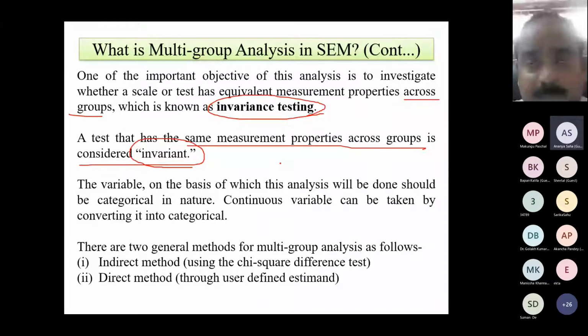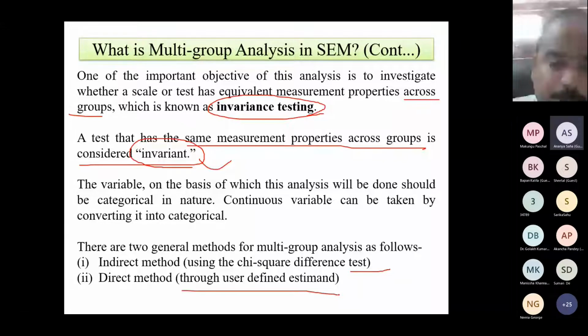That means the measurement does not differ significantly over the measurement sections, that is, male and female. Measurement properties do not differ significantly over the considered groups if it is invariant. So there are two methods. Mostly we will discuss today the indirect method, because for the direct method some estimates are required, and the time may not permit it, because it requires some estimates which need to be installed from the start. It creates various problems based upon the OS.